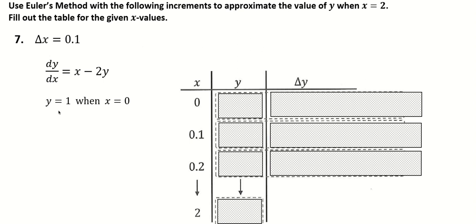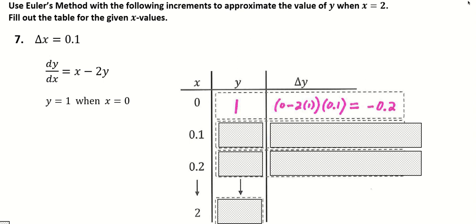So we start with x equals 0, y equals 1, so that's how we begin. Just remember that to do the change of y, it's dy/dx times delta x. It's like a formula for it. So whatever dy/dx gets you for your current x and y, times always positive 0.1.